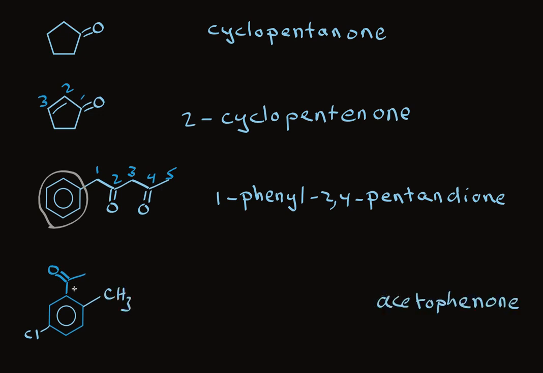We'll number in the direction that gets us to a substituent quickest. We'll place the substituents in alphabetical order and stick in the numbers to tell people where they are. This is the 5-chloro-2-methyl acetophenone. And there you have it. These rules make naming ketones really straightforward.